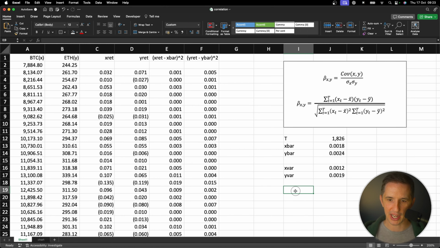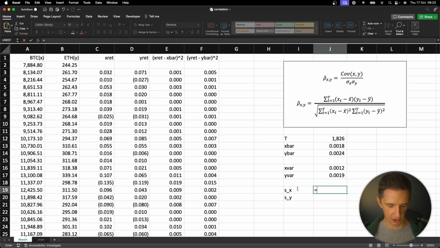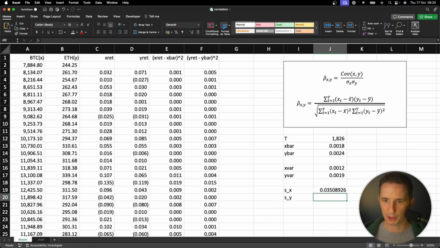But now what about the standard deviation? So here I'm going to call this s of x and s of y. This is the standard deviation. So here, what I can do is I can just take the square root of that number, which is essentially what the square root is doing, right? It's square rooting the variance to get the standard deviation. And the same thing for y over here as well. Let's copy the formatting. And there we go. That's our standard deviation.